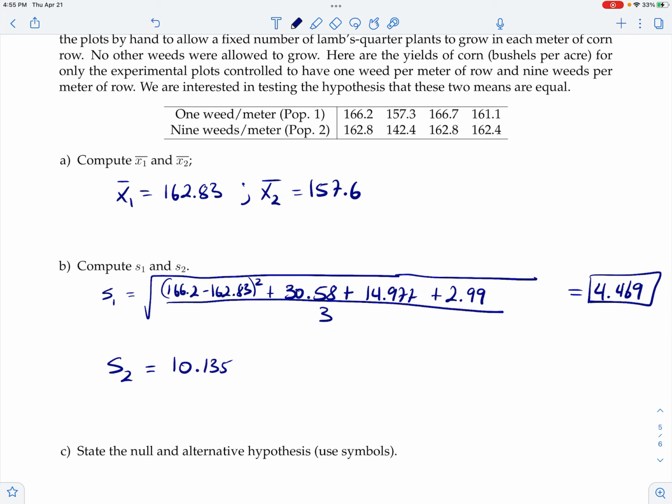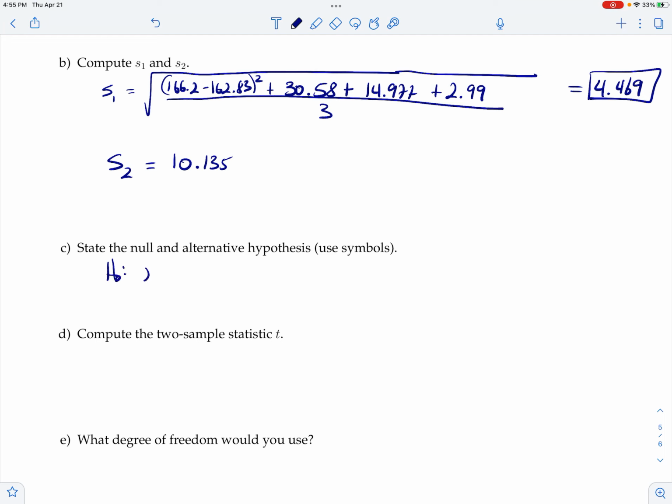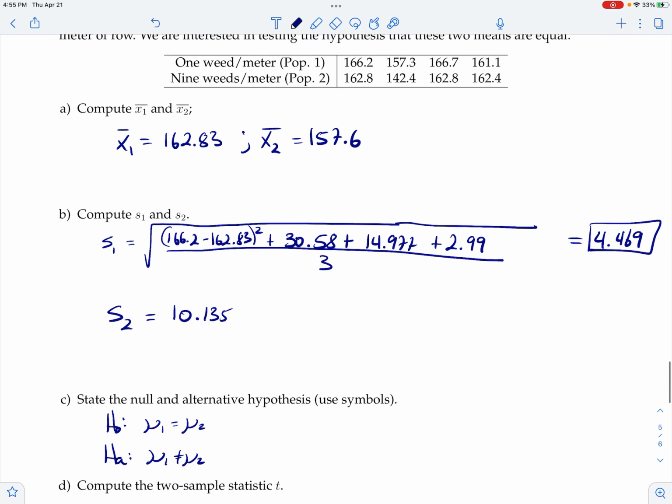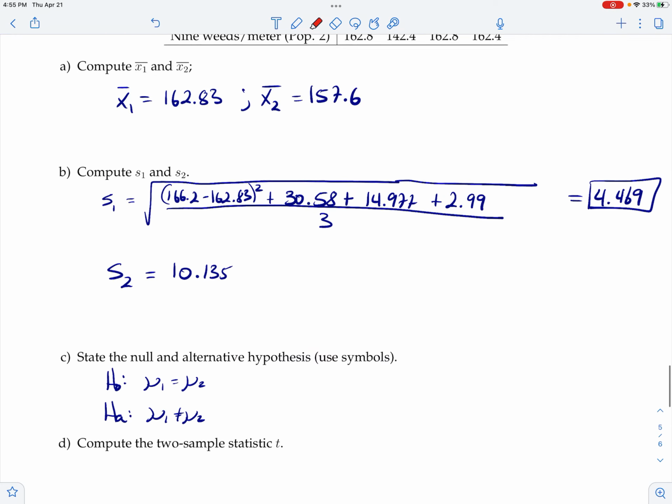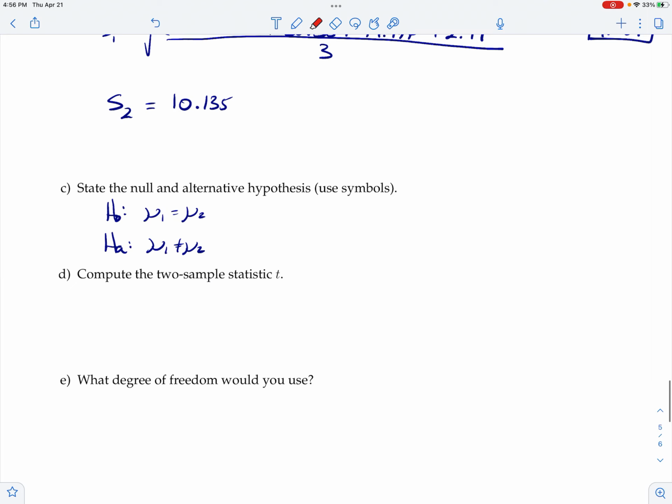We're asked in part C to state the null and the alternative hypothesis and to use symbols. So the null hypothesis is these two means are actually the same. The alternative hypothesis, no, they aren't. They're actually different. And we can go up and see that the alternative right here. We're interested in testing the hypothesis that the two means are equal. We want to know, are they equal or are they not? Didn't give us any sort of direction.